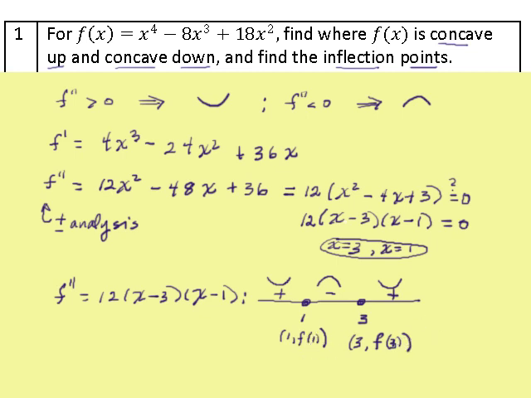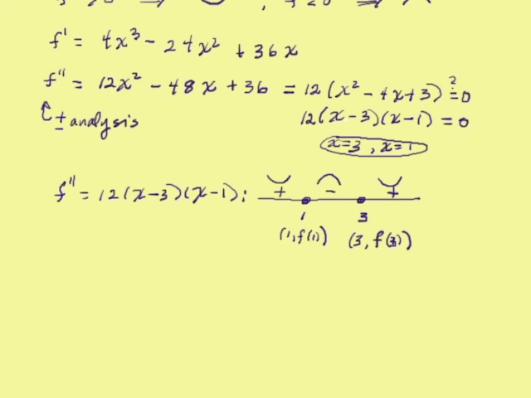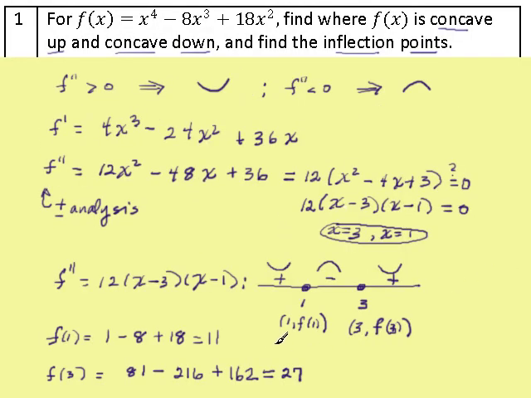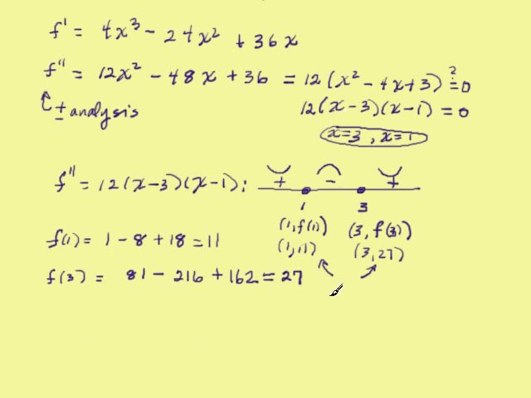Let's just figure out f of 1 and f of 3. We'll do that over here. Okay, so here's the calculation right here. f of 1 is equal to 11, and f of 3 is equal to 27, substituting back into the original f right here. Okay, so the inflection points are at 1 comma 11 and 3 comma 27. So those are inflection points. We have 2 inflection points, and here the curve is concave up, down, and up.